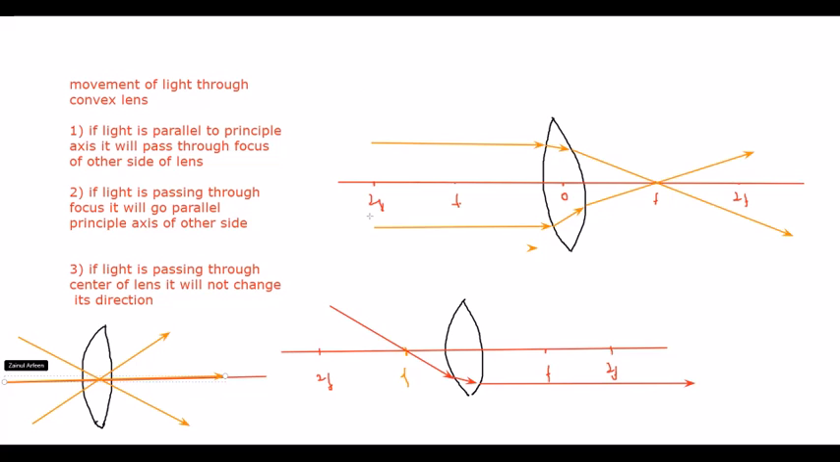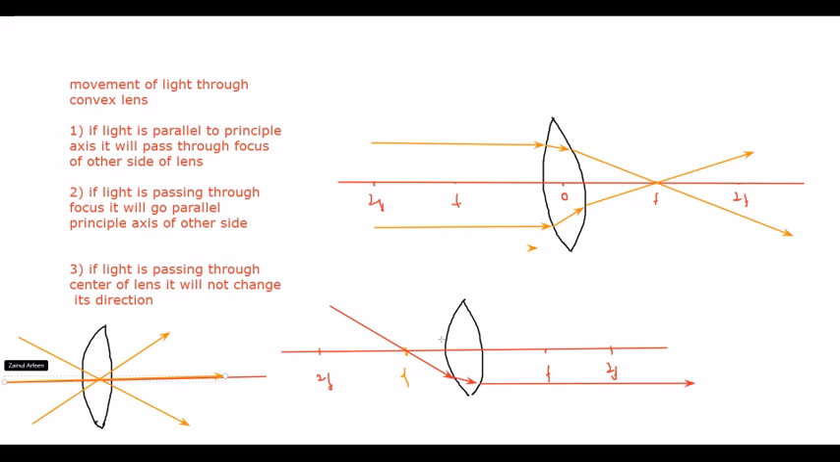Number one, light can be parallel to the principal axis. It will pass through the focus. If it is passing through the focus, it will go parallel on the other side. And if it is passing through the center of the lens, then it will continue in the same direction without changing. These rays can be used because in the next topic I will discuss how an image can be formed by a convex lens. So we will discuss that in the next session.